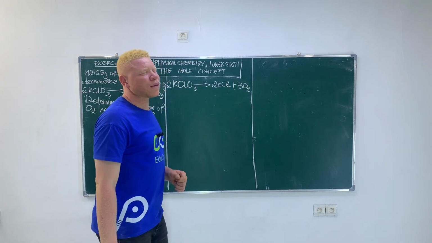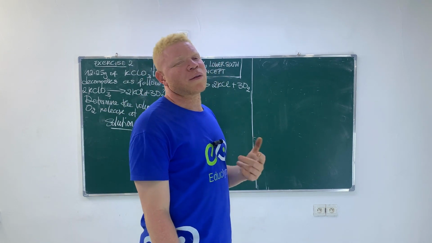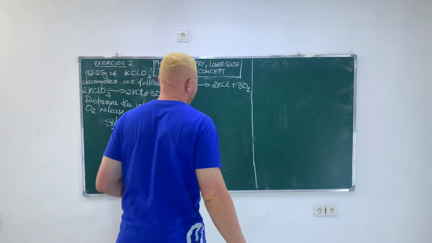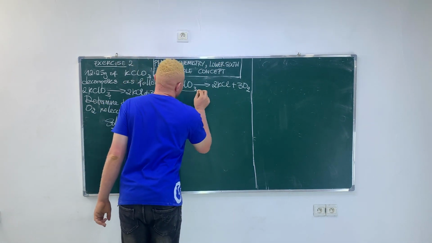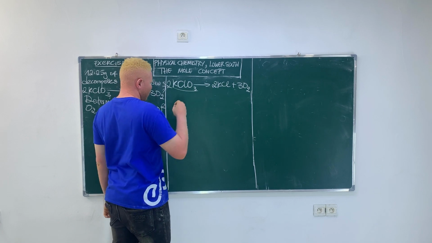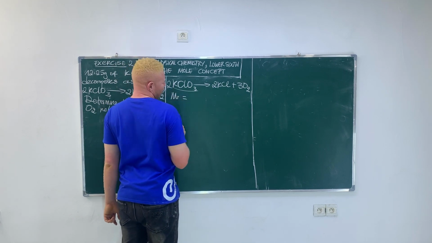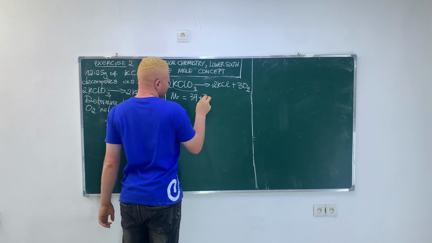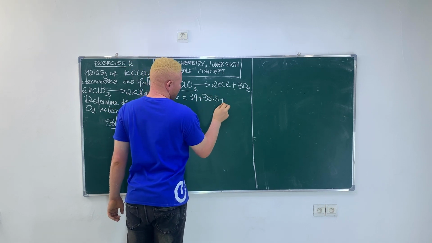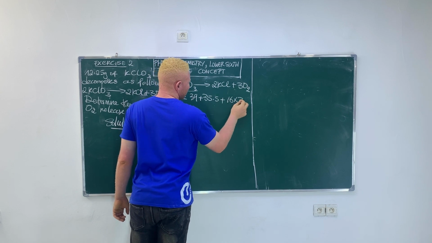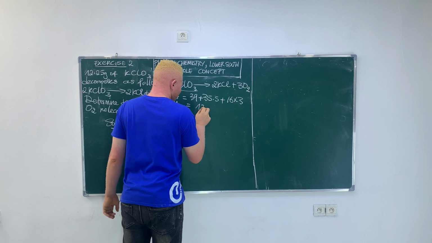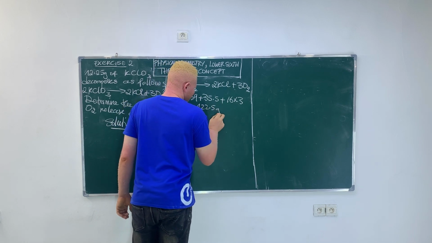So our solution goes thus. We make use of the balanced equation, the stoichiometric equation. So from the equation, what do we see? We have to calculate the molar mass of potassium chlorate. So molar mass of potassium chlorate equals potassium 39 plus chlorine 35.5 plus oxygen 16 times 3. Molar mass of potassium chlorate is 122.5 grams per mole.